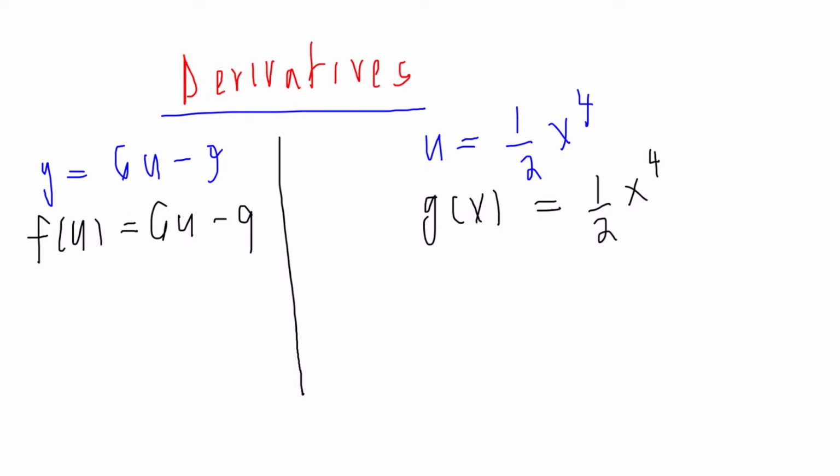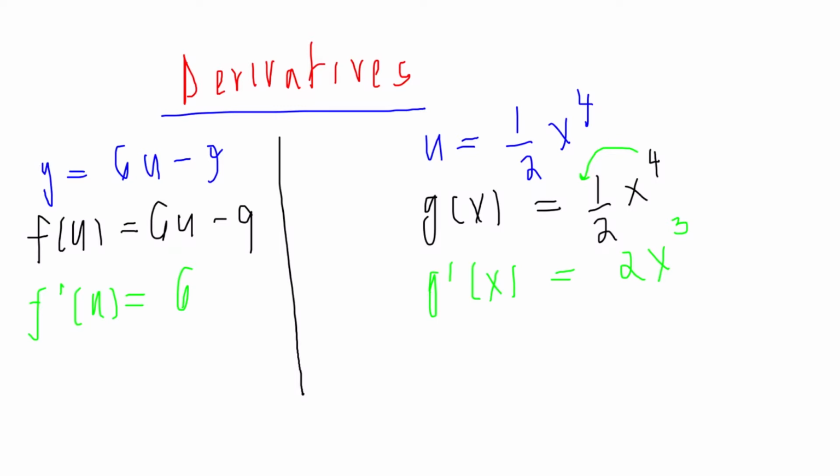Now, let's say we want to find the derivative of f of u. To find it, we will just use the basic rules that we have learned. 6u minus 9 is just going to give us 6. While the derivative of g of x is going to give us what? We bring this 4 down here. It's going to give us 2x power 3. So that is what we have.